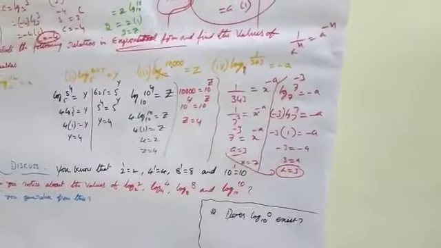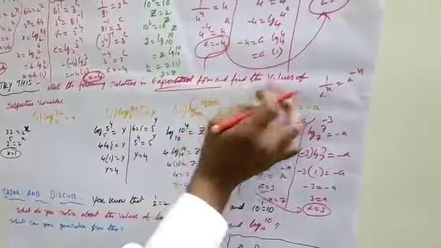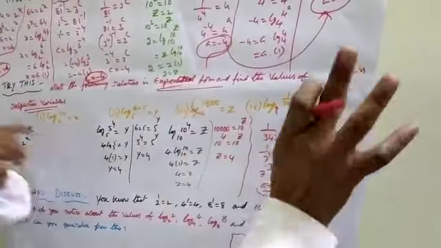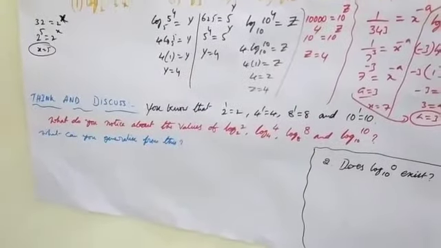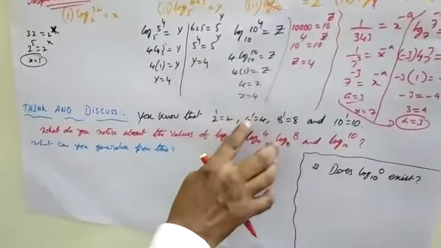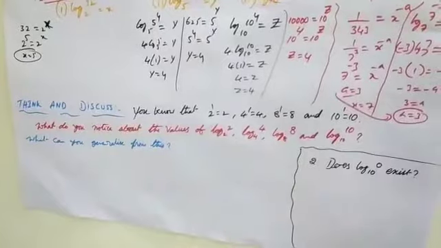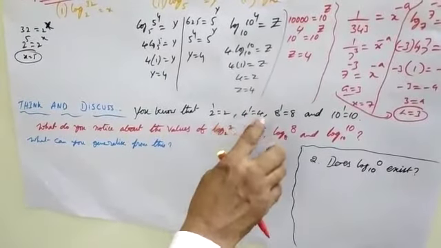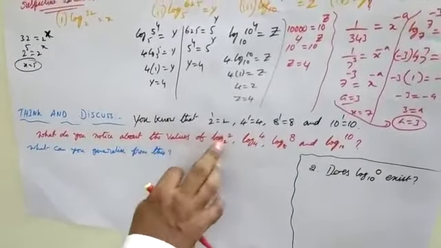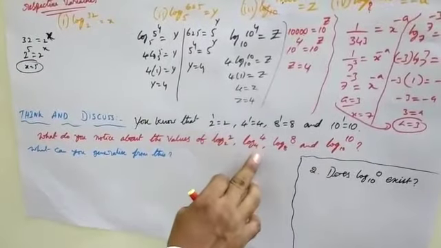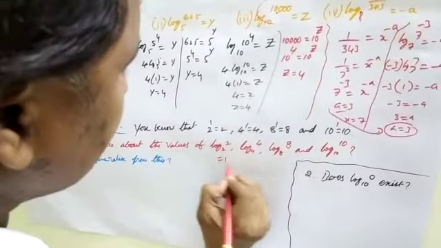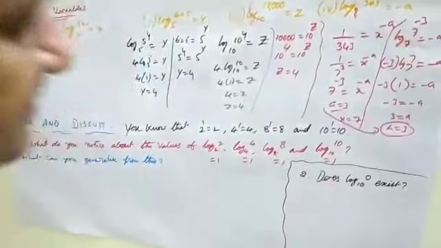Write the following relations in exponential form and find the value of the respective variables. What are the respective variables? x, y, z, minus a. Here, think and discuss. We have already discussed that any number power 1 is equal to itself. That means 2 power 1 is 2, 4 power 1 is 4, 8 power 1 is 8, and 10 power 1 is 10. What do you notice about the values of log 2 base 2, log 4 base 4, log 8 base 8 and log 10 base 10? Each is equal to 1. Same.